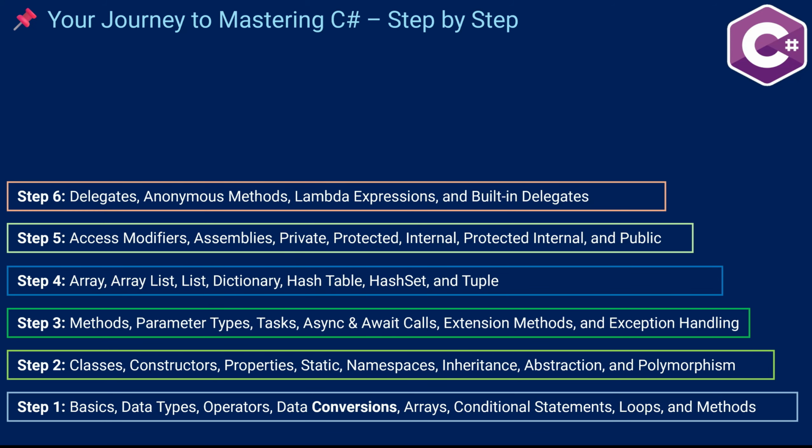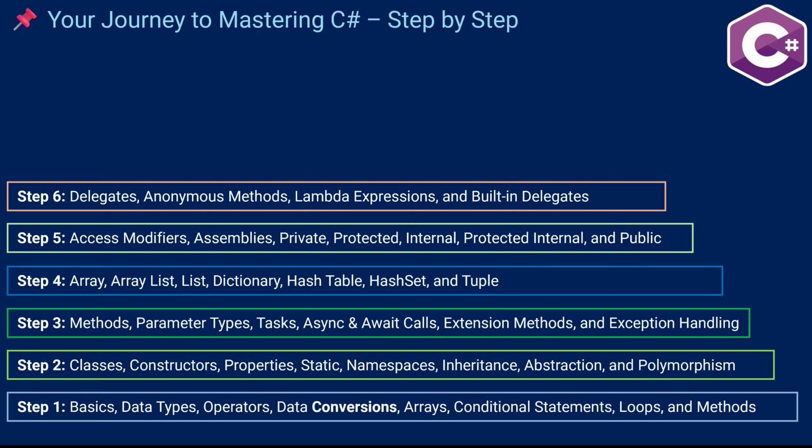Next step is delegates and lambda expressions. Functions in C# are powerful, but what if we could pass them around like objects, right? So in this step, we will cover delegates, anonymous methods, lambda expressions, and built-in delegates. These concepts enable dynamic and event-driven programming.